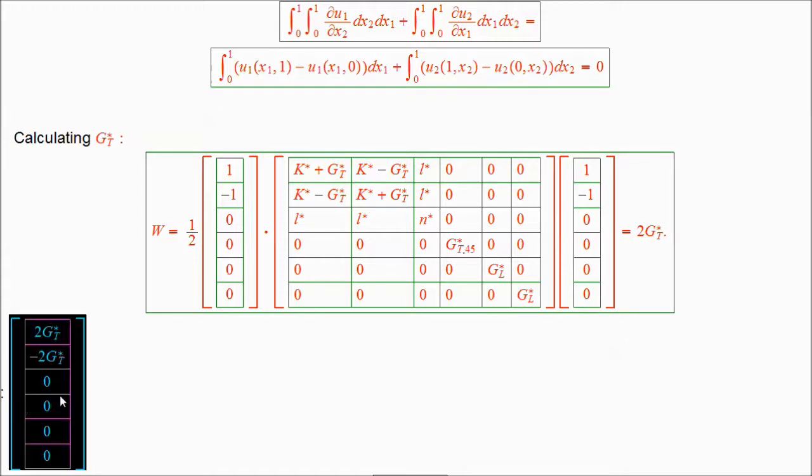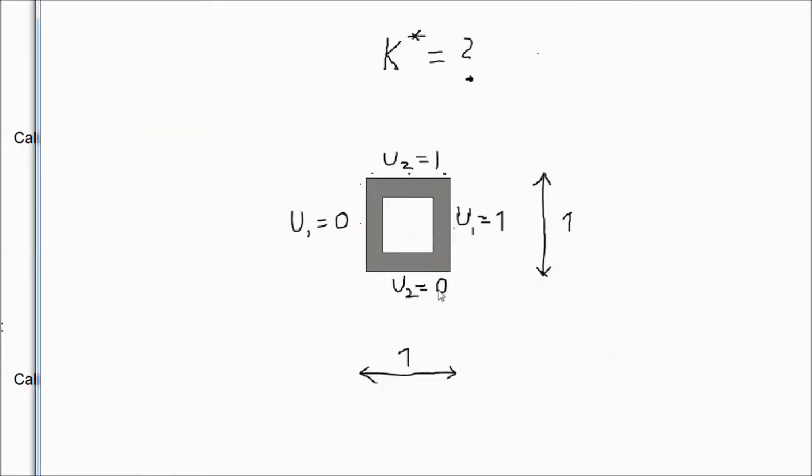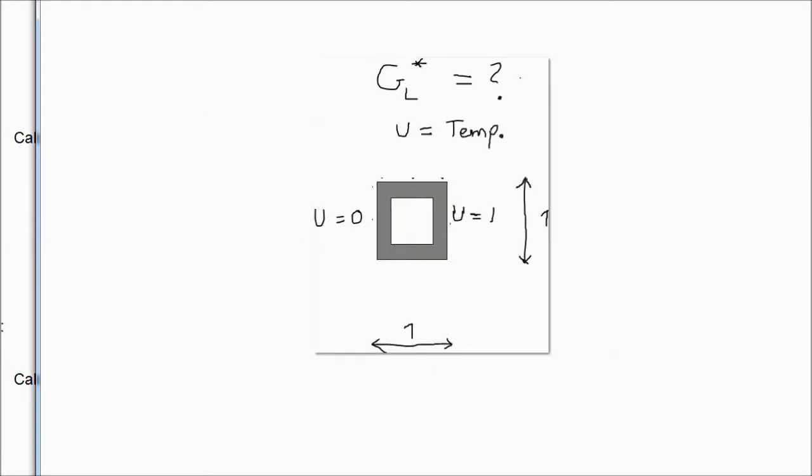So therefore GT star will be calculated by finding the energy and dividing the energy by 2. So that's what I need to do. How can I obtain this average strain? Let me show you. This is for the calculation of the K star. For the calculation of GT star, let me show you.